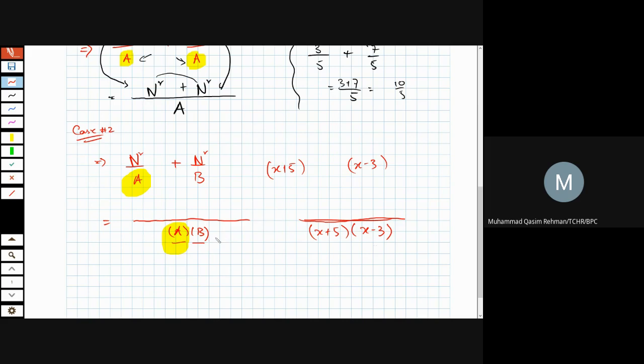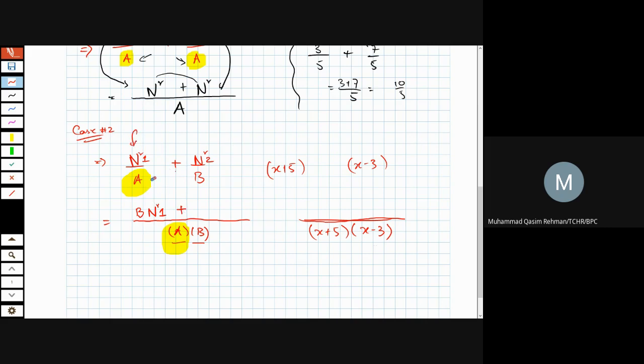So what am I left with in the denominator of the LCM? B. This B, whatever is left, will be multiplied with the numerator of this fraction. Actually, let me just give them a different name: numerator 1 and then numerator 2. So B would be multiplied with numerator 1. We have a positive sign between the two fractions, so we'll put the positive. So we are done with the first fraction.